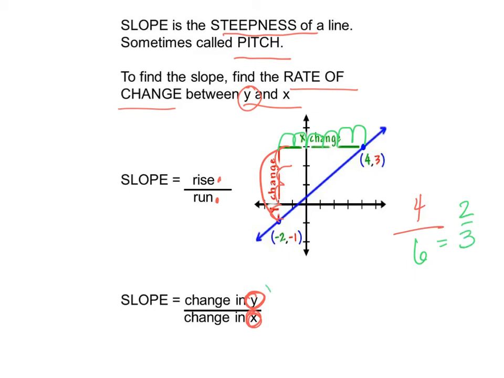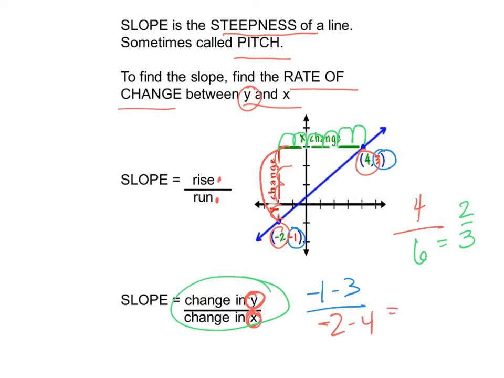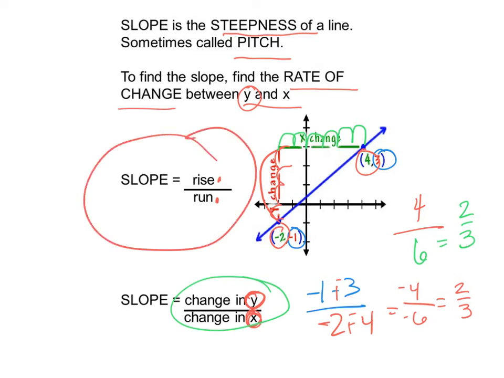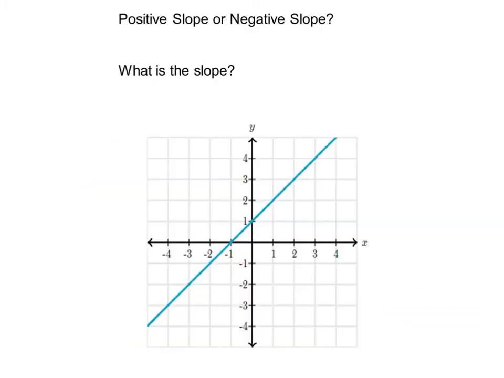The other way you can do it is using the equation. Change in y, these are your y's. -1 minus 3 over your change in x's. -2 minus 4. Add the opposites, -4. Add the opposites, -6. Negative divided by negative is positive. Reduce it, 2/3. You have the same answer. This you can use if you have a graph. This one you have to use if you just have points. But we'll get to examples.